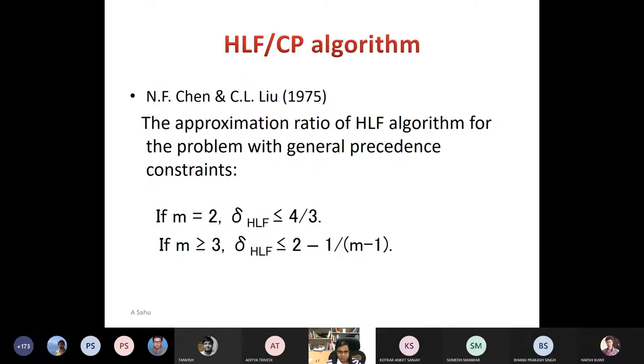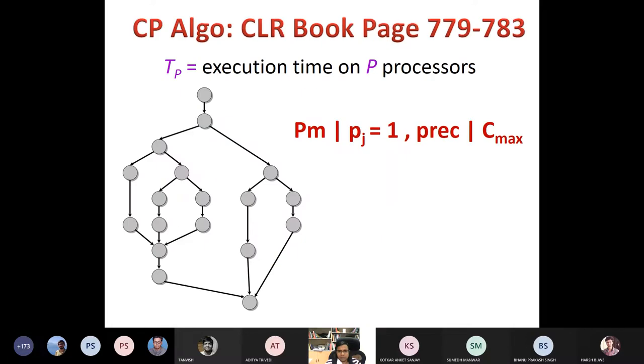But suppose it is not a tree, not an in-tree or out-tree, not an in-forest or out-forest. Then if M is equal to 2, we get a very good approximation of 4 by 3, and for M greater than or equal to 3, it is 2 minus 1 by (M minus 1). This is standard, we get a similar kind of thing in many places. This we have also studied in the last class.